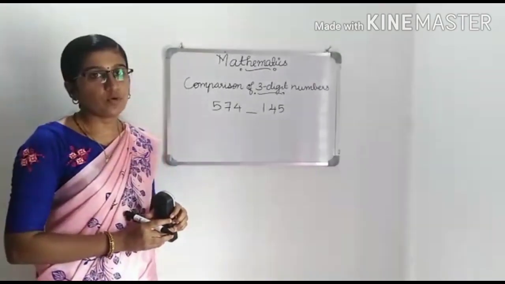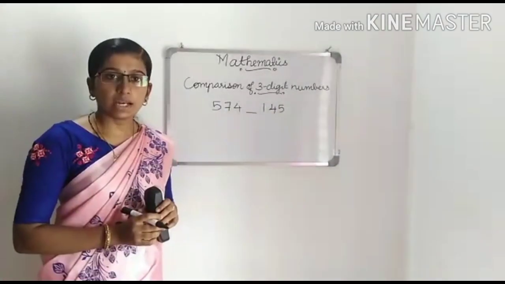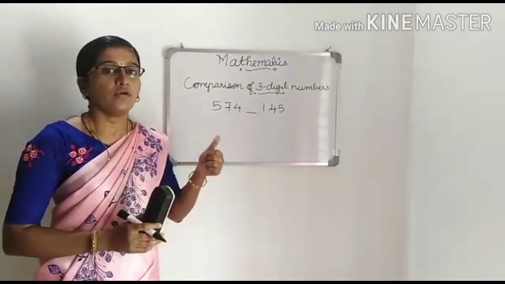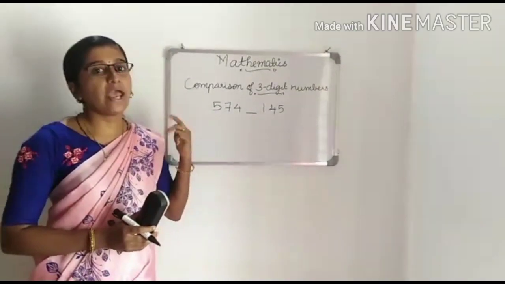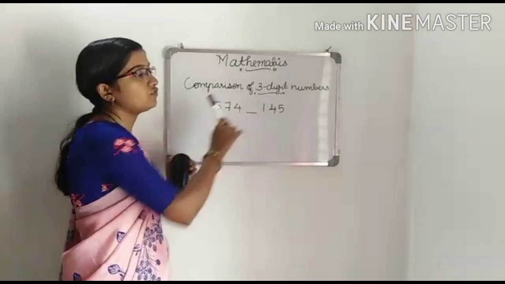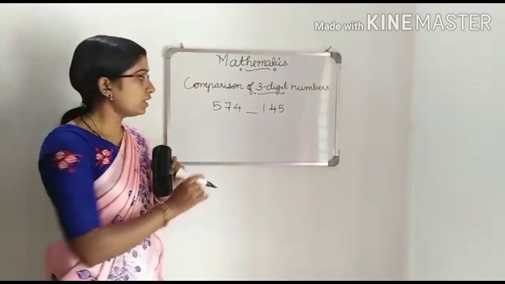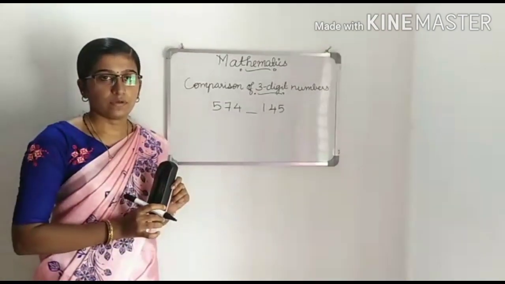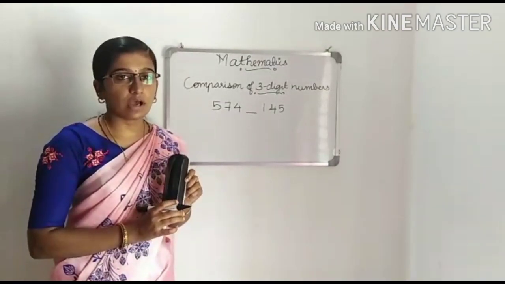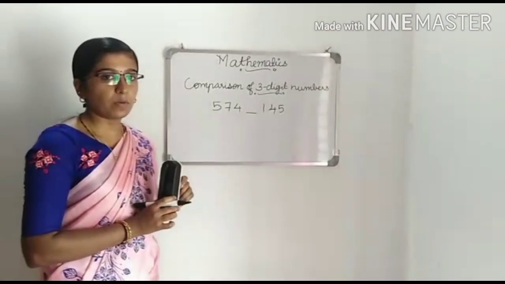Children, let's move to our next topic, comparison of 3-digit numbers. 3-digit numbers have 3 places, 1's place, 10's place and 100's place. While comparing 3-digit numbers, you should keep in mind that you should start comparing from the 100's place. That is, you should first compare the 100's place. So we can do one problem.